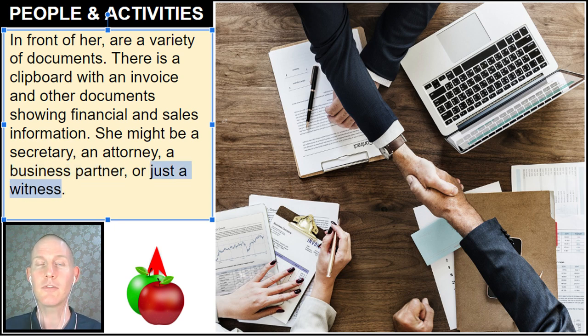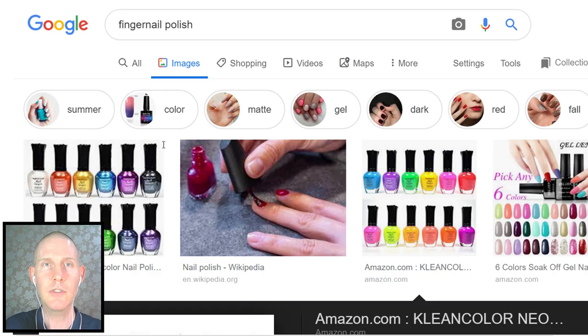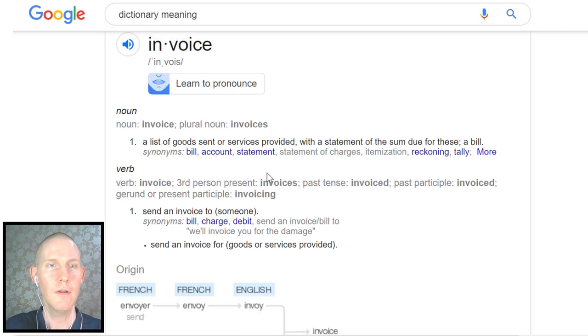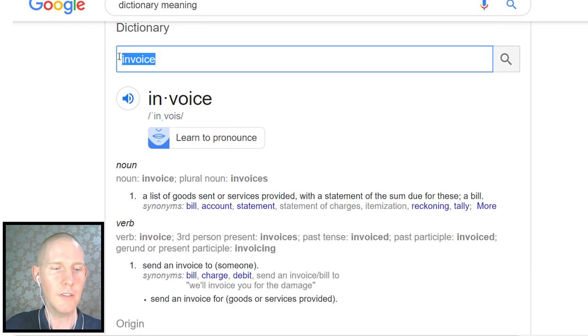For some contracts, they require witnesses. They want to have people present to see that you actually are the person who signed it. So it's possible that she could be a witness. And a witness, let's look it up. It's always good to use the dictionary. Let me find it. All right, let's look up witness.